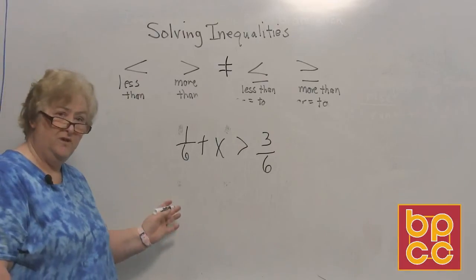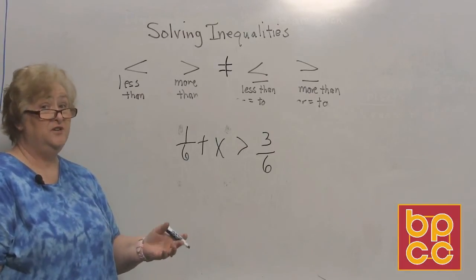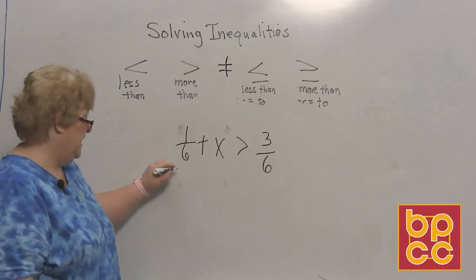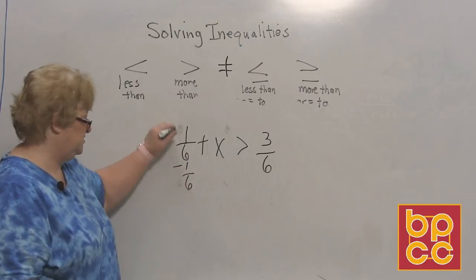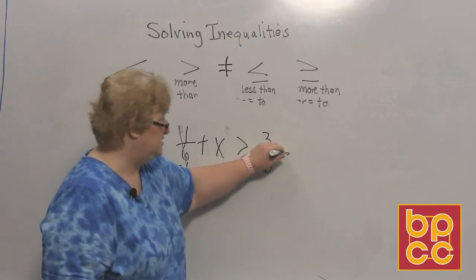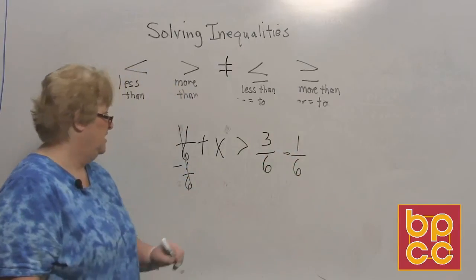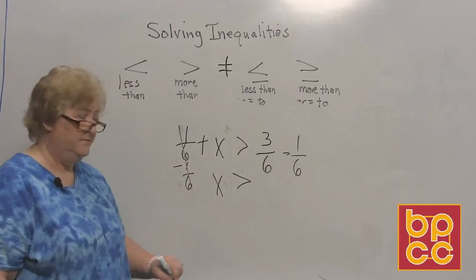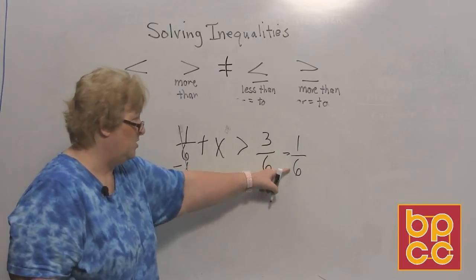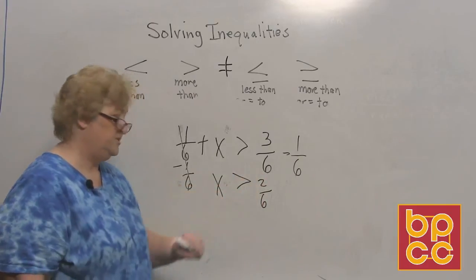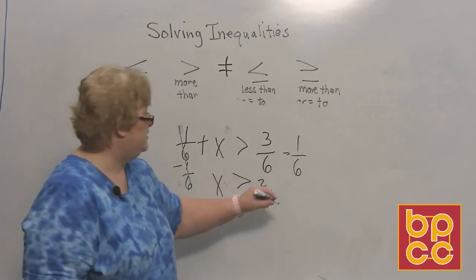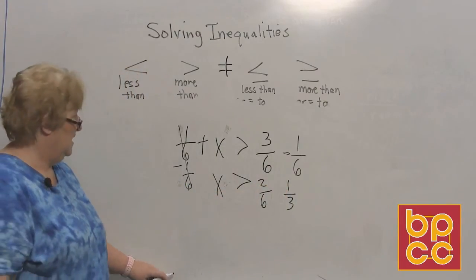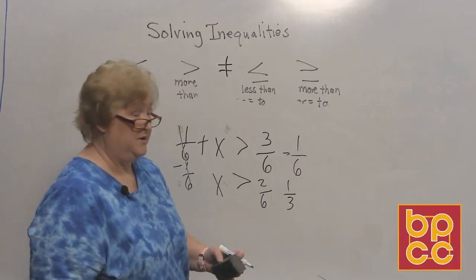I do want to move the 1/6 to the other side. The good news is that they still have the same denominator, so let's just move it like we would move a decimal or a whole number. I'm going to take away 1/6 to clear, and over here I'm going to take away 1/6. So now x has been isolated, so I have x is greater than, and 3/6 minus 1/6 is 2/6, and 2/6 can be reduced to 1/3. So that wasn't bad, was it? No. Okay, let's try another, maybe where we have to get a common denominator.